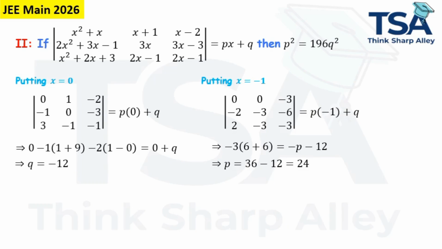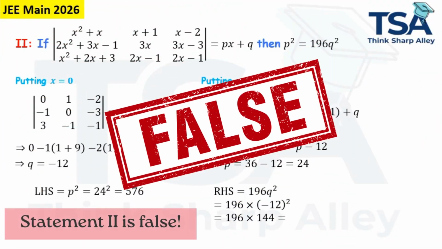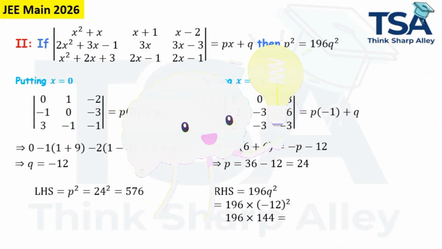And now for the final trap. Statement 2 asks us to check an identity. We end up with LHS, which is 24 square, that is 576. And on the RHS, we have 196 into 144. Now do not multiply that. 196 is nearly 200 and 144 is over 100. So their product is clearly over 20,000. So does 576 equal 20,000? Obviously not. So this statement is false. Don't be a calculator, be a thinker.